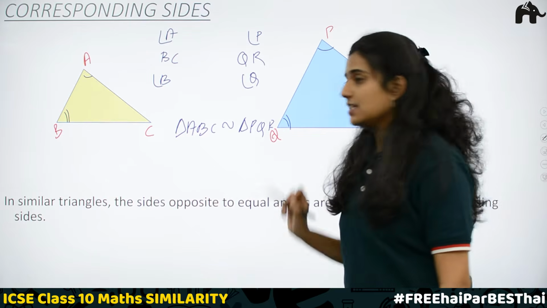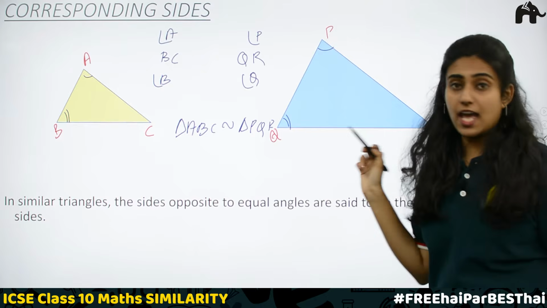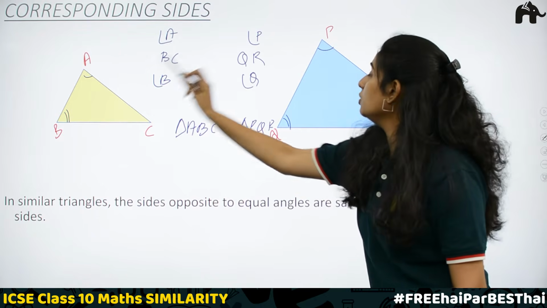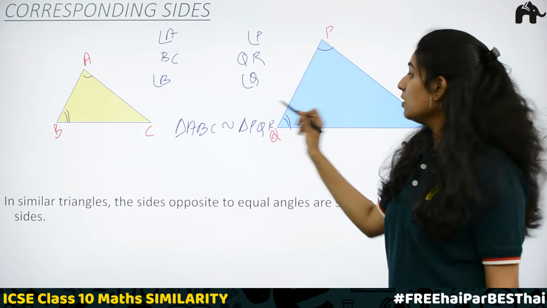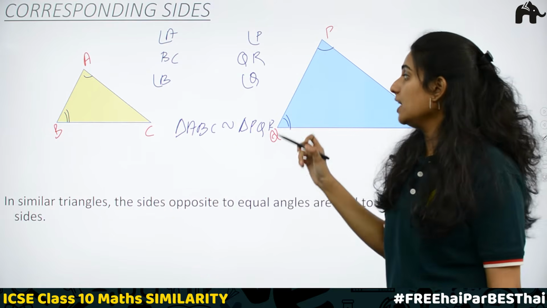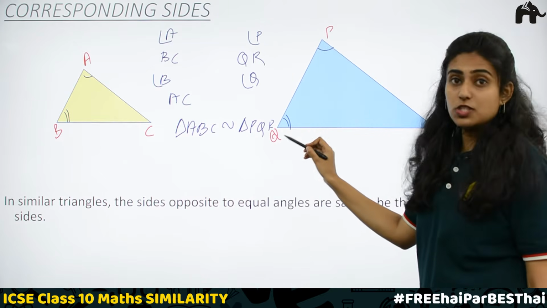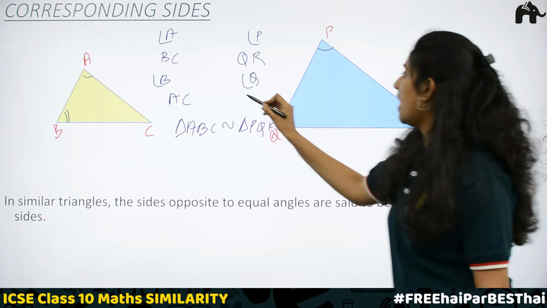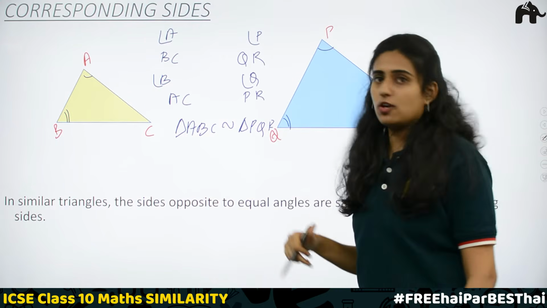So, when two triangles are similar, we have corresponding angles equal. Here A, corresponding to A, we have P. Corresponding to B, we have Q. When you take B and Q, the side opposite to B is AC, and the side opposite to Q is PR. So, AC and PR are the corresponding sides.